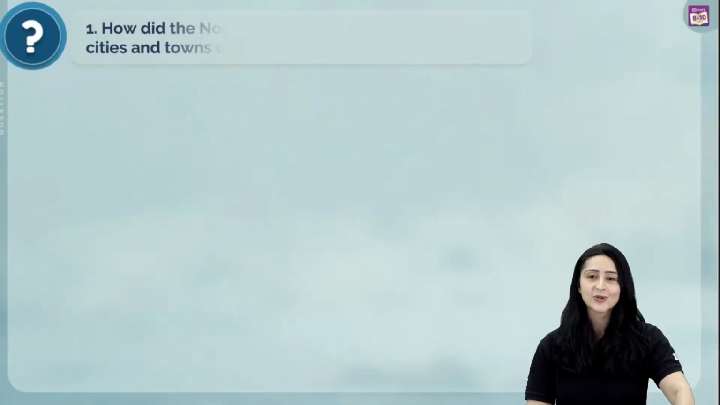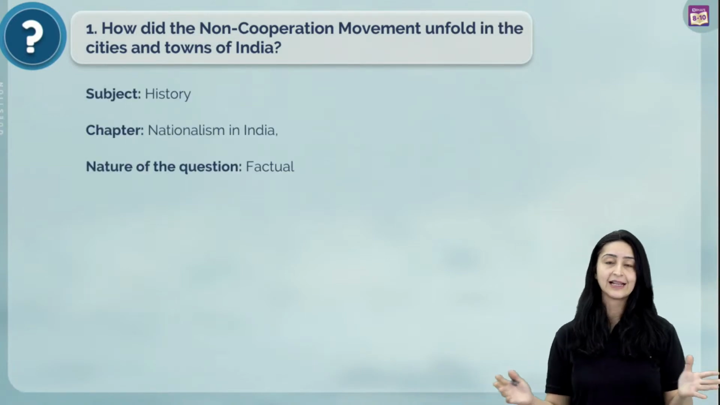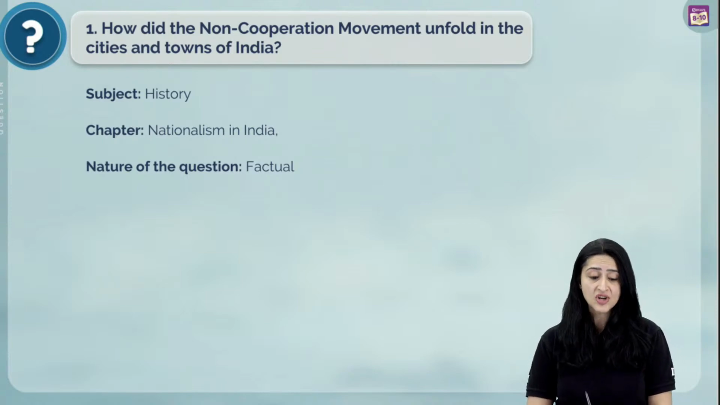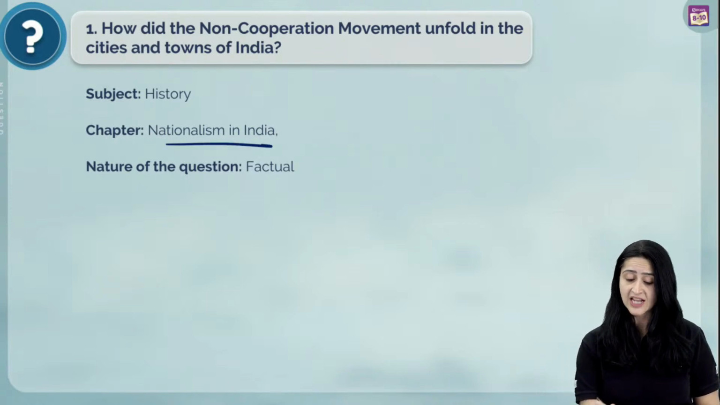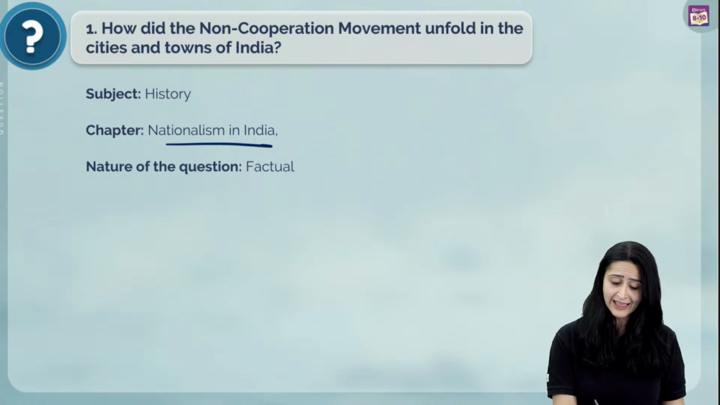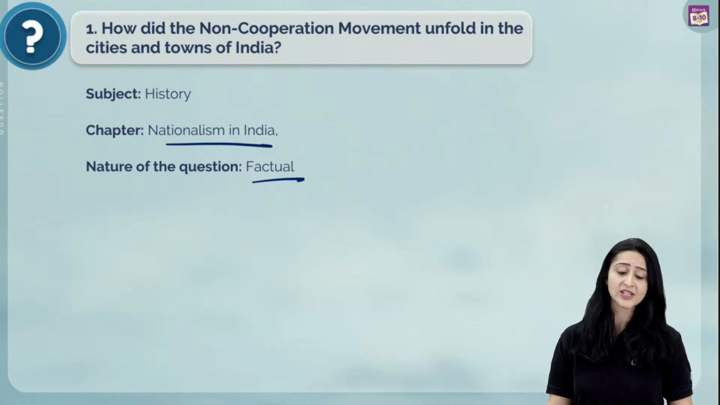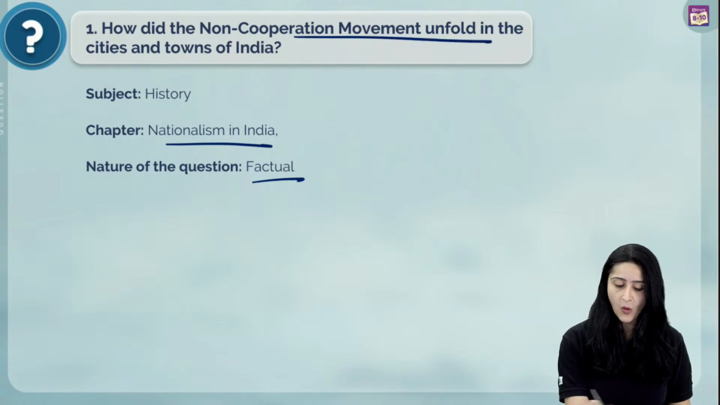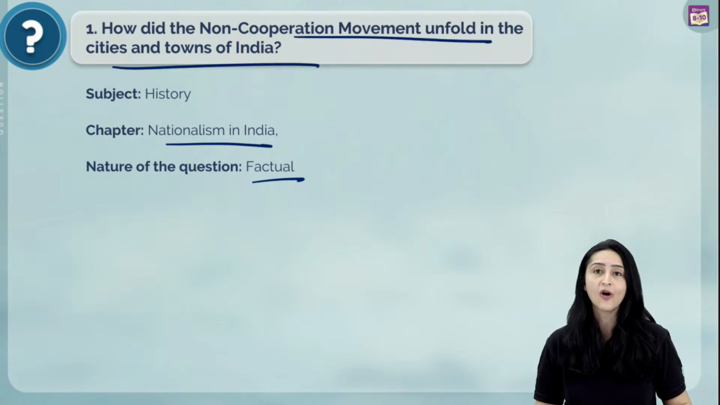Let's get into the first question and see what CBSE has given us. The first question is a history question based on the chapter Nationalism in India, and it is a fact-based question. The question says, how did the non-cooperation movement unfold in the cities and towns of India?